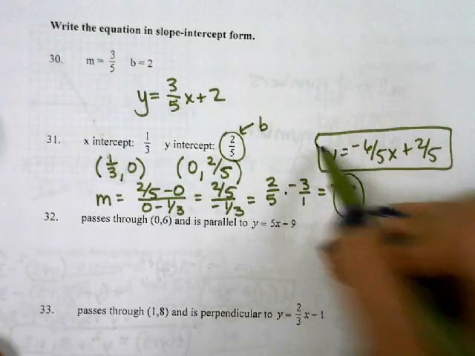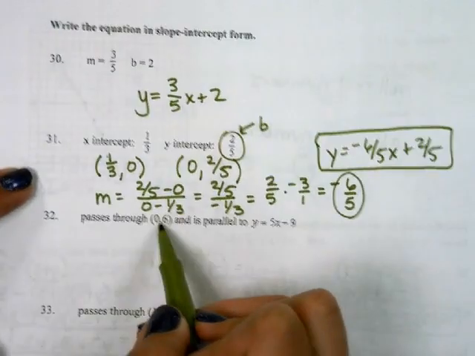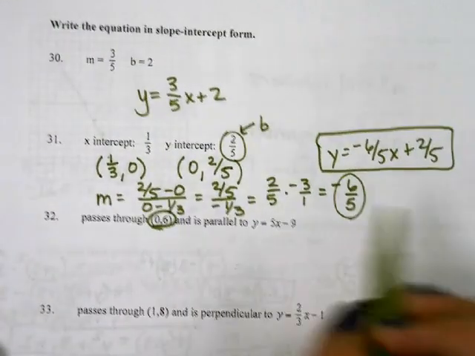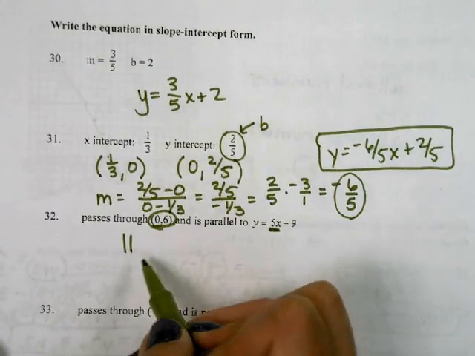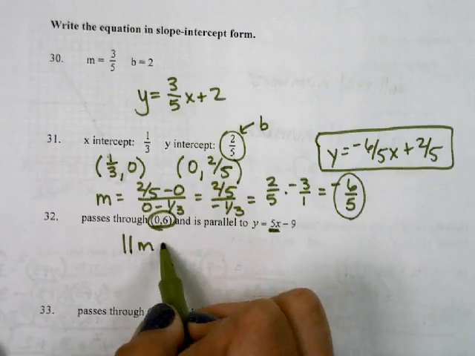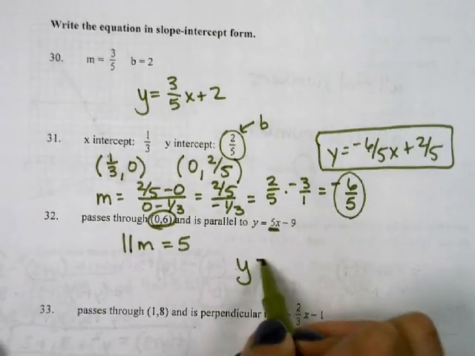Passes through 0, 6. Notice that this is my b, and it's parallel to this guy. So parallel lines have the same slope. So y equals 5x plus 6.